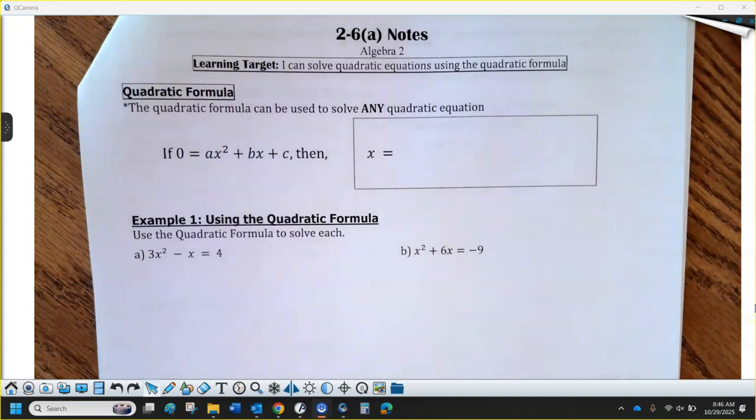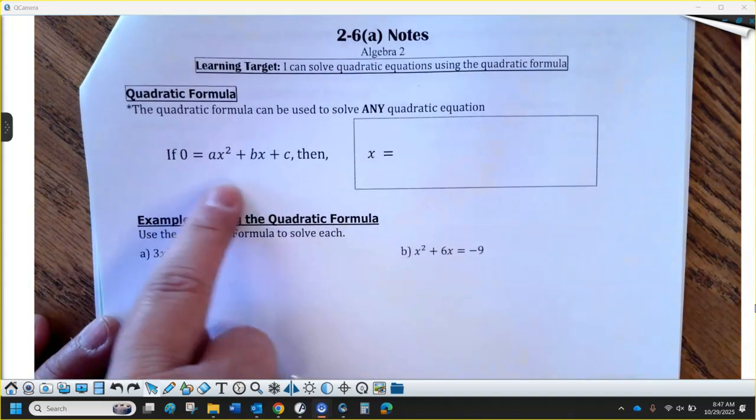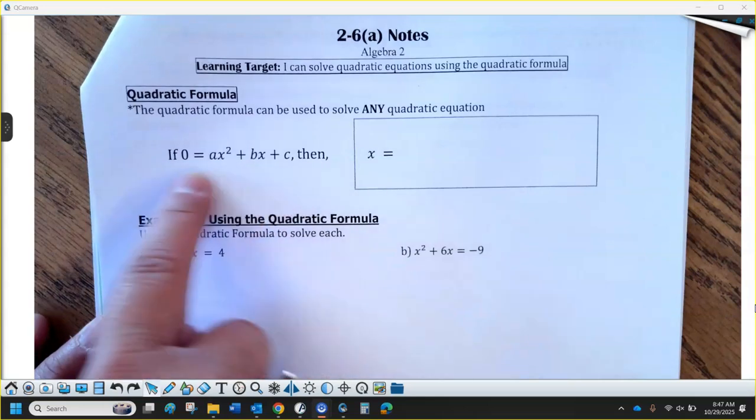Any quadratic equation, you can't always factor, you can't always just take a square root, get an x squared by itself, things like that. You might not have a set of parentheses. You can always use the quadratic formula. Okay, now, very first requirement, it has to be set equal to 0.